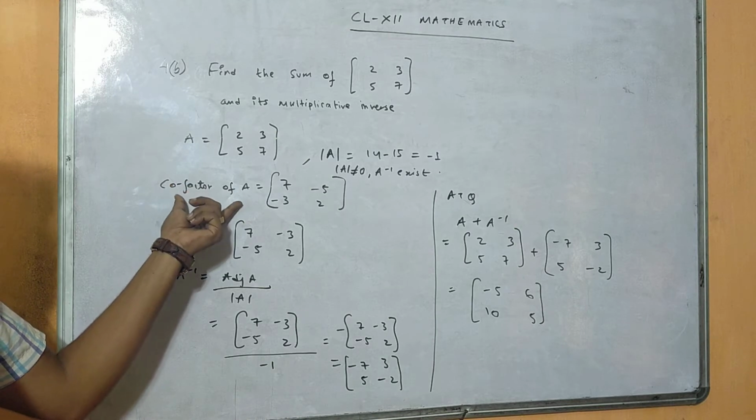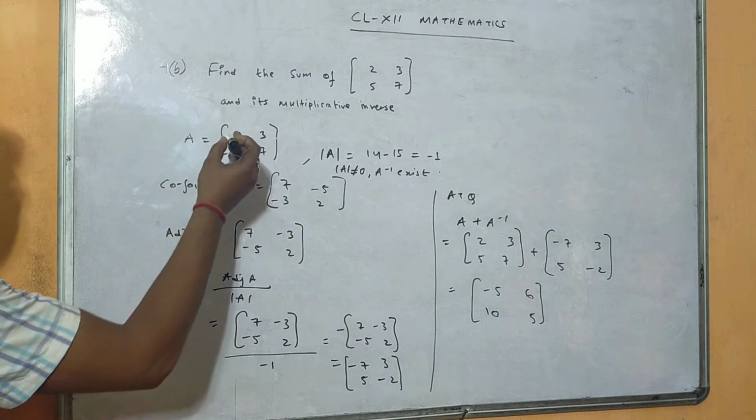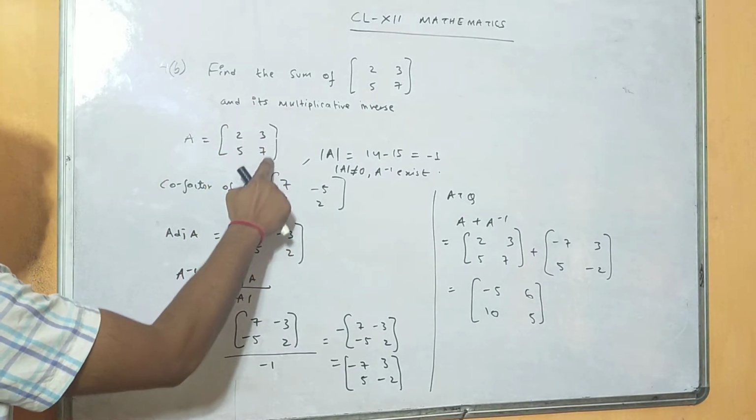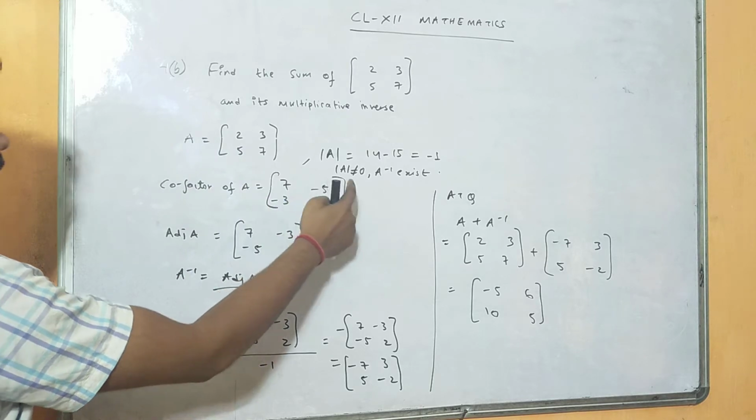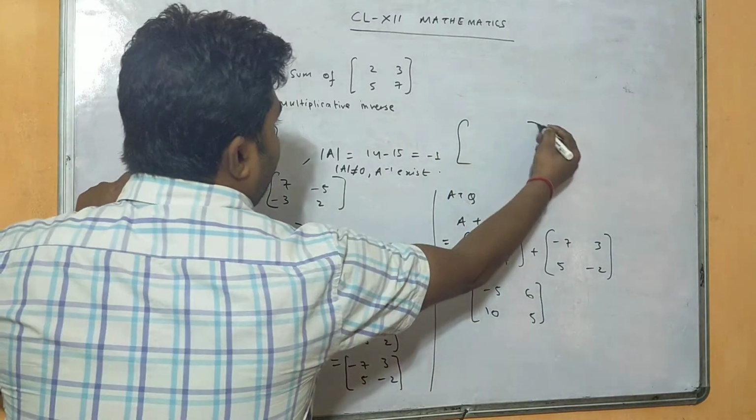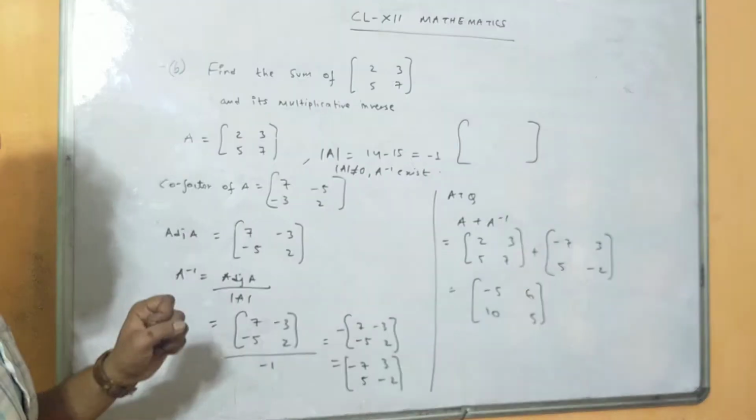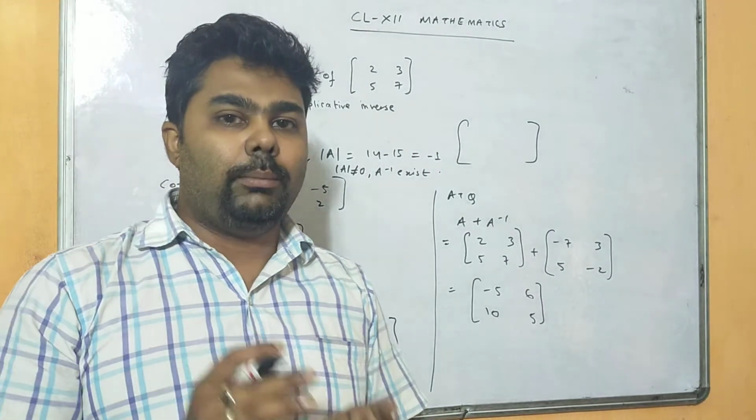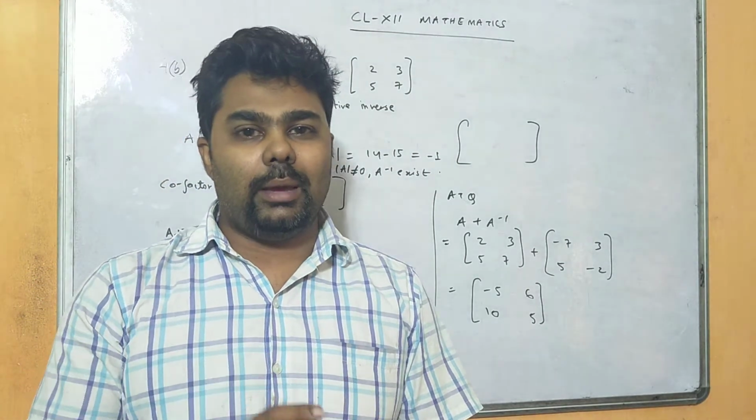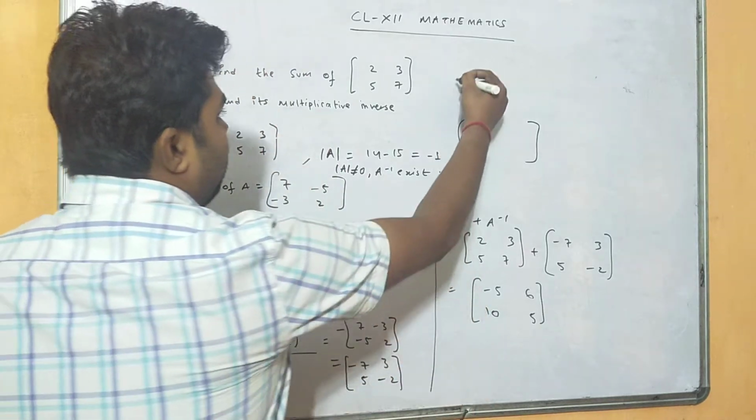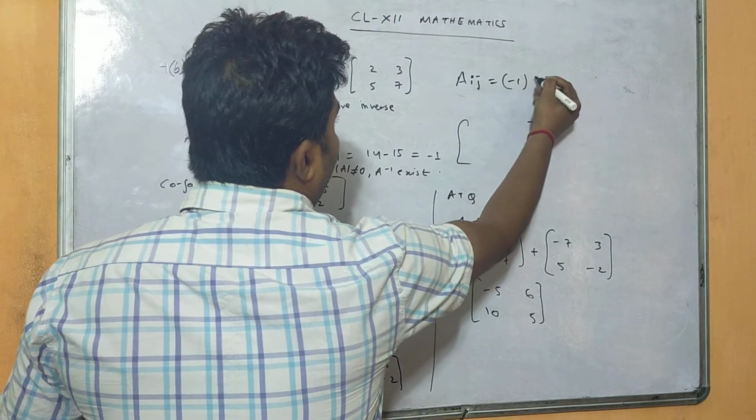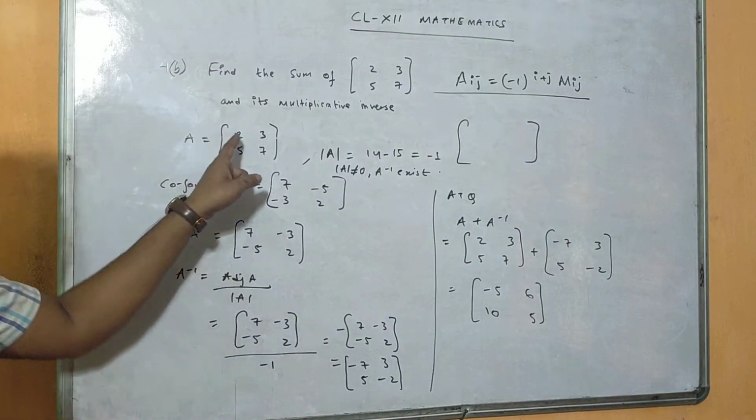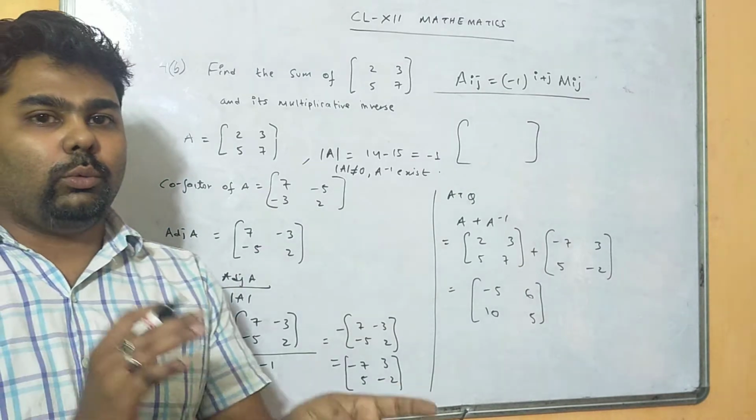So cofactor of A: for this element 2, I am hiding the corresponding column and row. What will we get here? 7. Similarly for 3, if you hide the column and row, we will get 5. You see, this plus minus I have placed because of its position. We have to place it in terms of the formula. If you remember, Aij equals minus 1 to the power i plus j times Mij, right? So this was the formula.